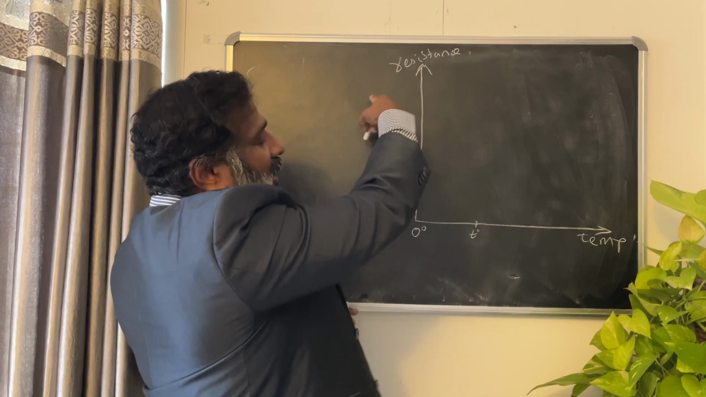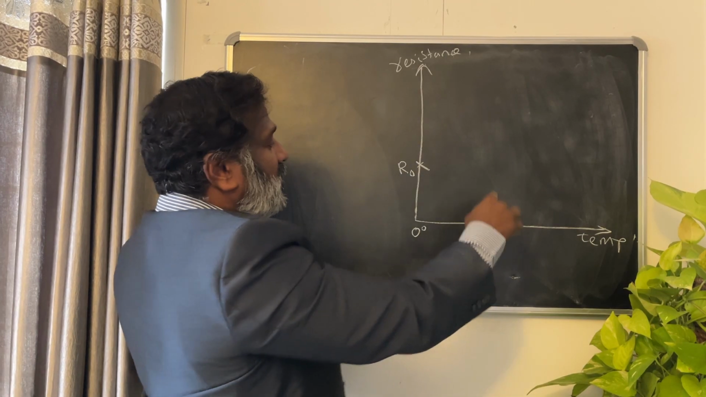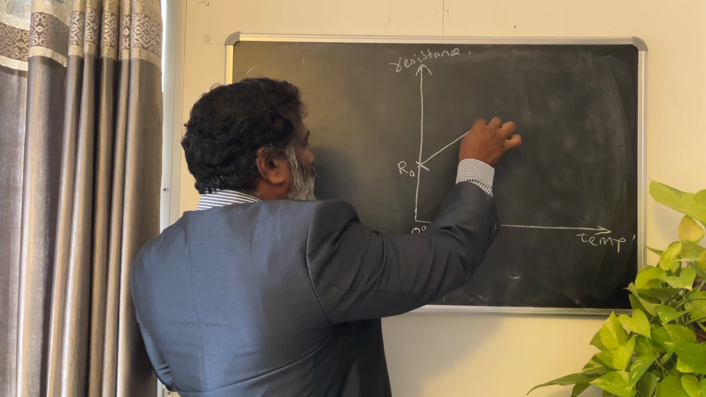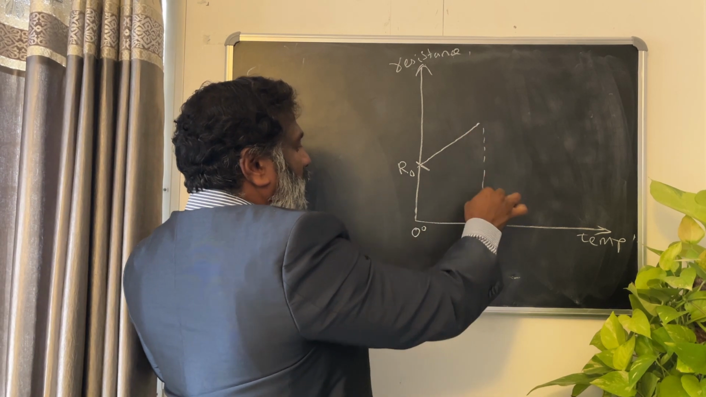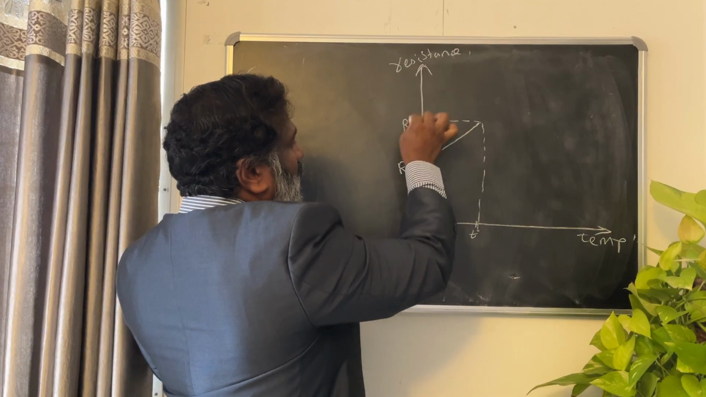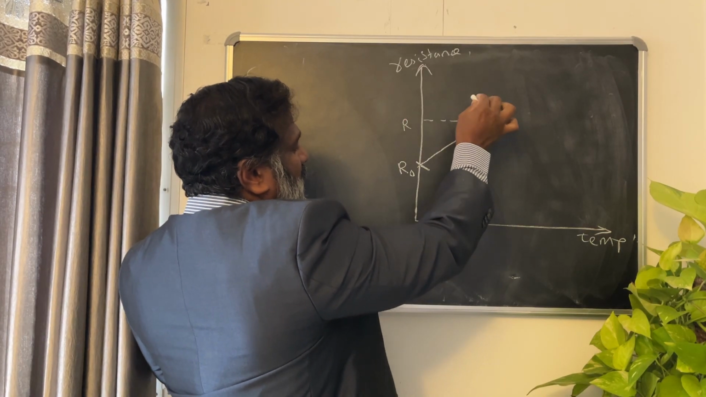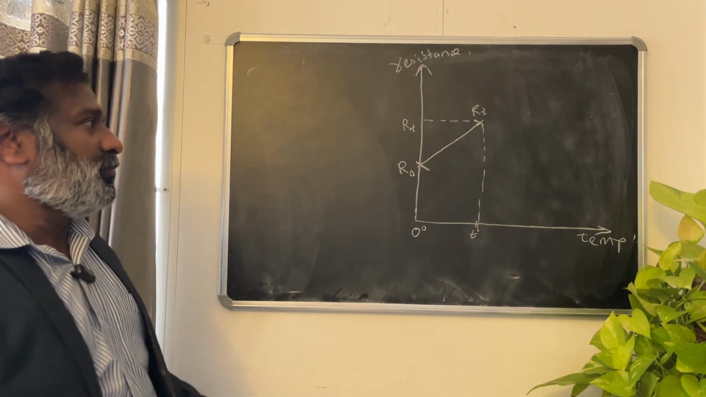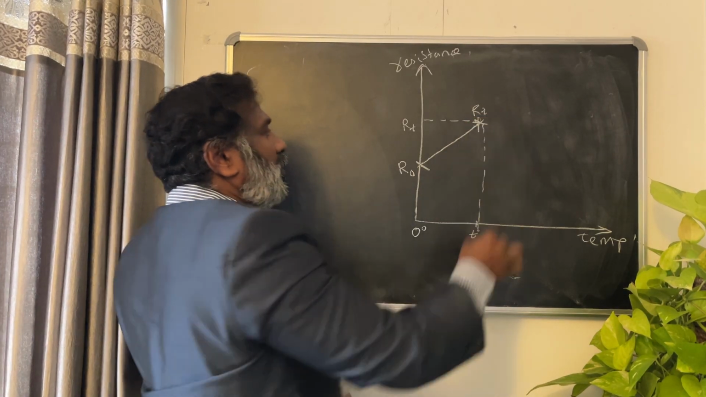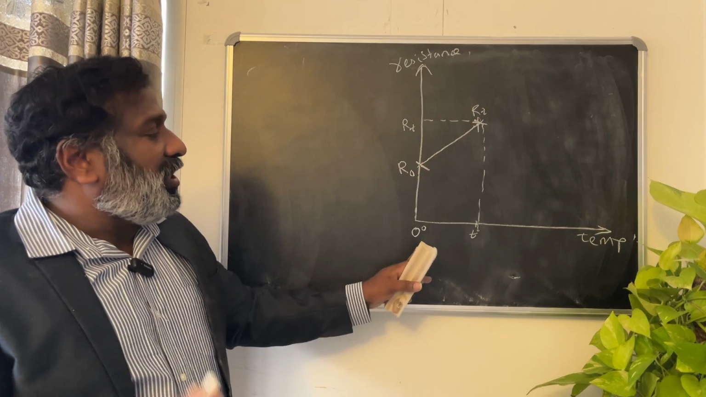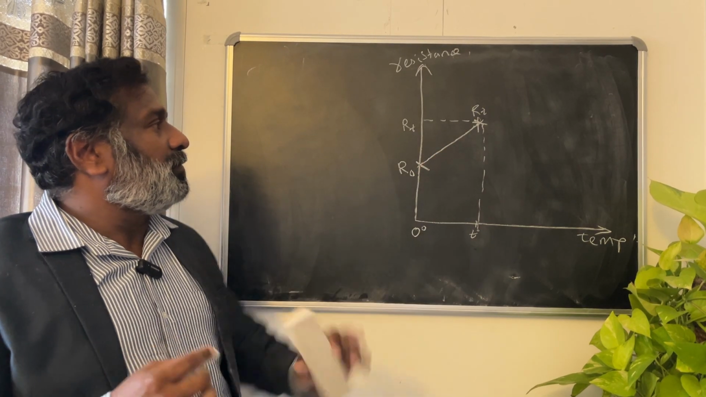As I told, in a conductor, the resistance increases with temperature. So resistance increases from R0 to the resistance at this point, say RT. So there is an increase in resistance from R0 to RT when the temperature is increased from 0 to T.